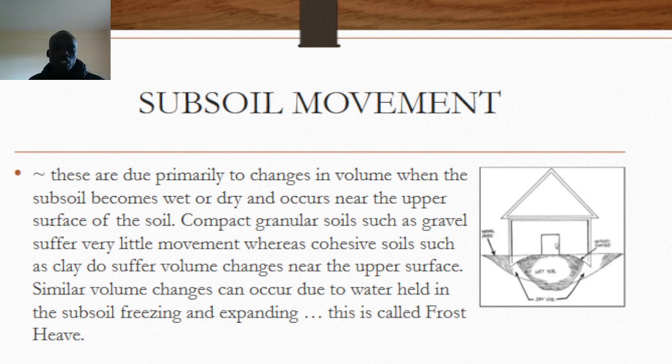We all know about the types of soil. So in engineering, the best type of soil we do prefer is granular soil. Granular soils, such as gravel, suffer very little movement, whereas cohesive soils, such as clay, do suffer volume changes near to the upper surface.